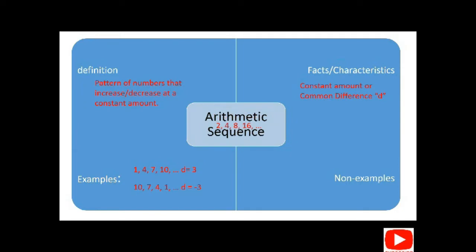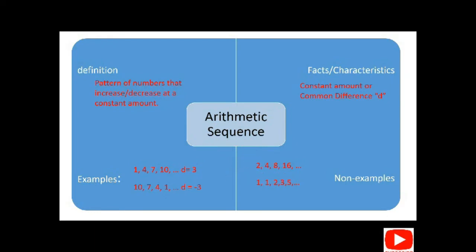And how about the non-examples of an arithmetic sequence? We have 2, 4, 8, 16. This is a non-example of an arithmetic sequence because when you subtract 4 and 2, that's 2, and 8 and 4 gives you 4. So they're not common, they're not the same. Therefore, this sequence is a non-example of an arithmetic sequence.